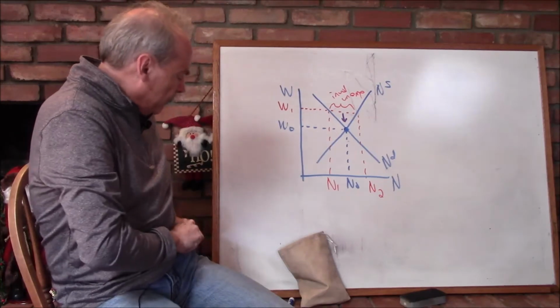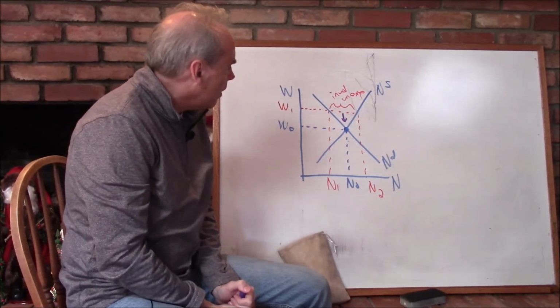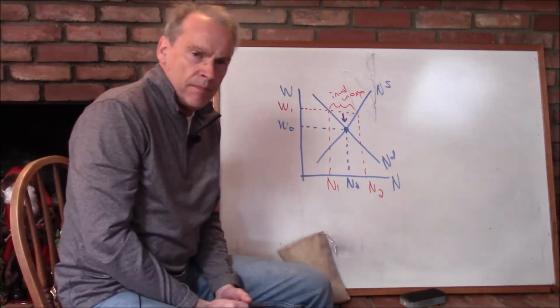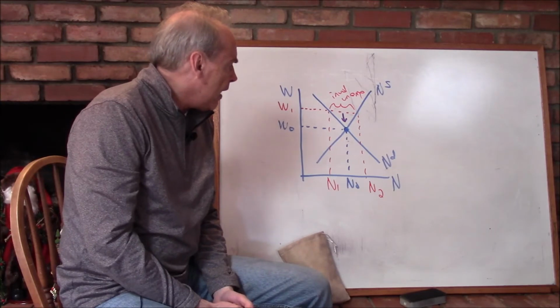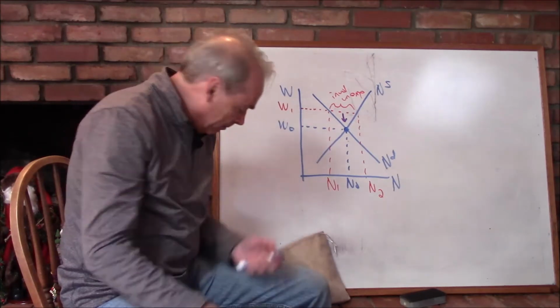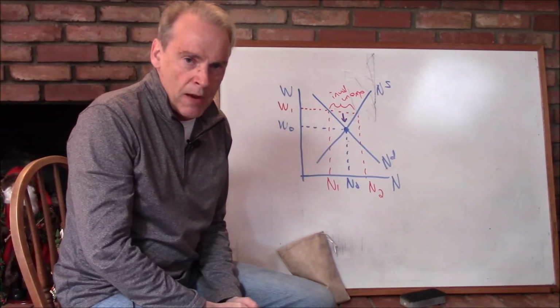Now, a couple of things. First of all, the Great Depression went on for a long time, all right? If this was going to happen, surely it would have happened when there was 25% unemployment.